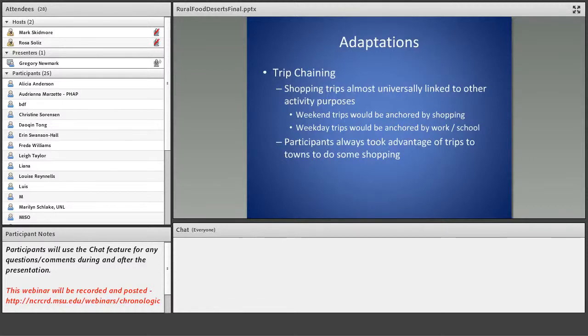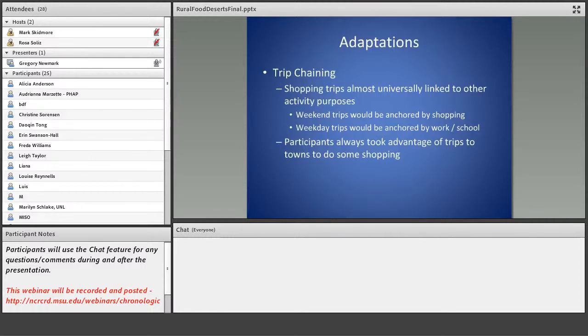Another adaptation, which as a transportation planner I was intrigued by, was trip chaining. So it seemed like virtually nobody went to a store and came back. In fact, they always linked their shopping trips to other activity purposes. During the weekend, shopping might be their main purpose, and around their shopping trip they would have an outing. People reported they take their family, they go to a restaurant, or they go do something, and then they would do a big shopping, and then they would come home.